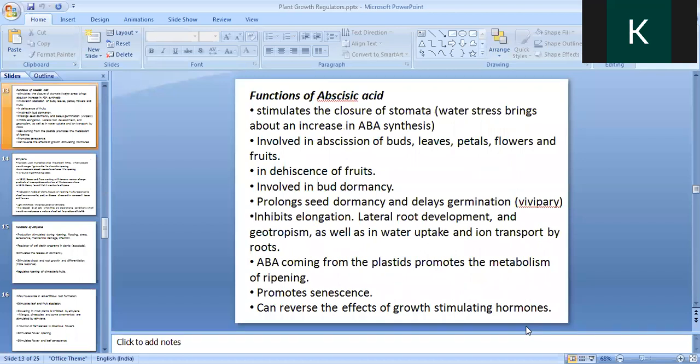The various functions of abscisic acid are: it stimulates the closure of stomata, thereby helping the plant tolerate water stress, and water stress also increases the synthesis of abscisic acid. They are involved in the abscission of buds, leaves, petals, flowers and fruits, and also in the dehiscence of fruits. Bud dormancy is induced by abscisic acid. It prolongs seed dormancy and delays germination. It inhibits elongation, lateral root development, and geotropism. This abscisic acid, which comes from the plastids, promotes the metabolism of ripening and promotes senescence. And sometimes it reverses the effects of growth-stimulating hormones like auxins, gibberellins, etc.